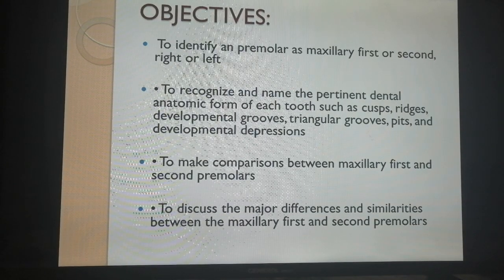بالنسبة للObjectives: to identify any premolar as maxillary first or second, right or left. To recognize and name the pertinent dental anatomic form of each tooth, such as cusps, ridges, developmental grooves, triangular grooves, pits, and developmental depressions. To make comparisons between the maxillary first and second premolar. To discuss the major differences and similarities between the maxillary first and second premolars.